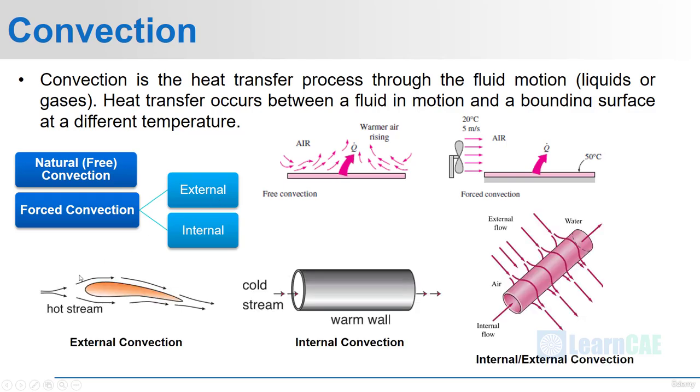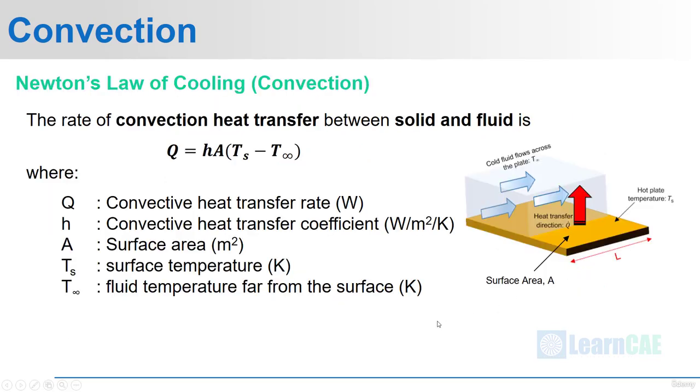So in the external convection, the flow goes around the solid body, and in internal convection, the flow goes inside the solid body, for example in a pipe flow. And there are combinations of internal and external convection also, where the flow goes both internal as well as external to the solid body. Next we shall see the Newton's law of cooling. The rate of convection heat transfer between a solid and fluid is given by Q is equal to h into A into Ts minus T infinity. Ts is the surface temperature and T infinity is the ambient temperature. We shall see the terms one by one.